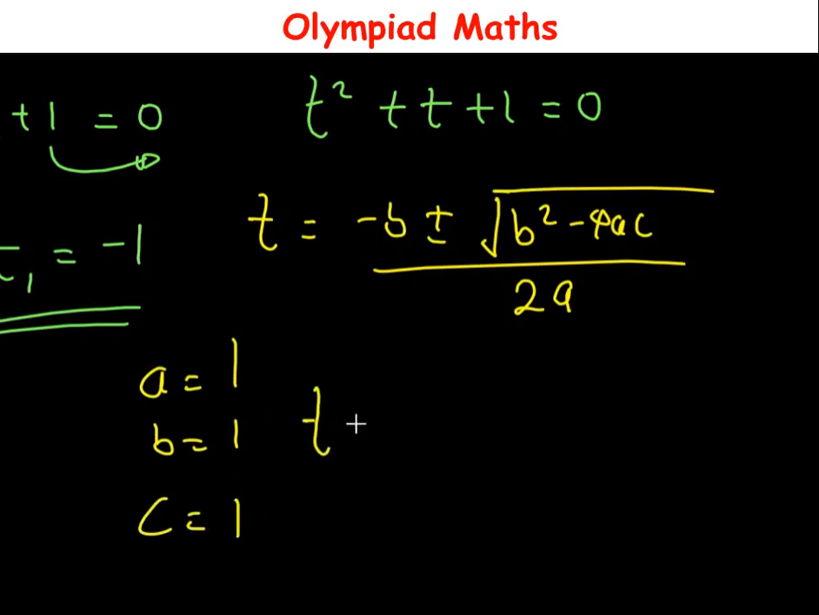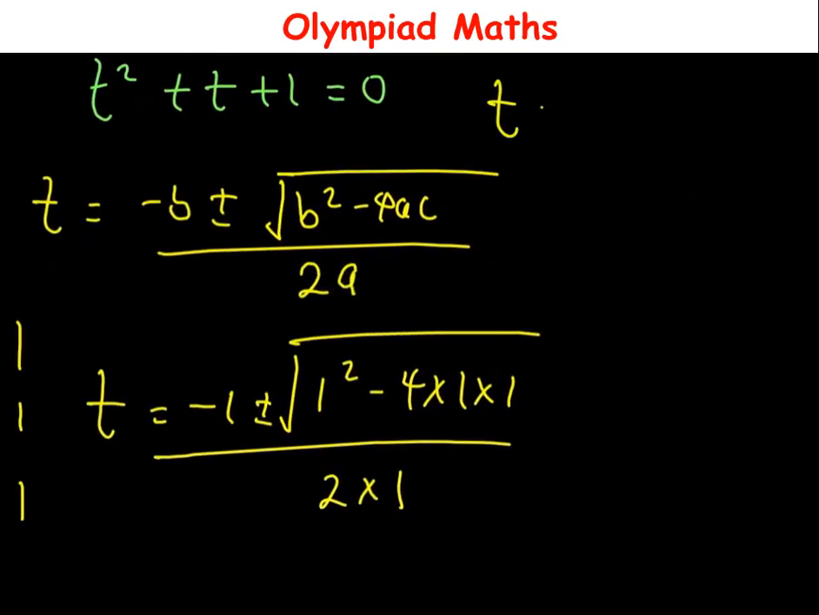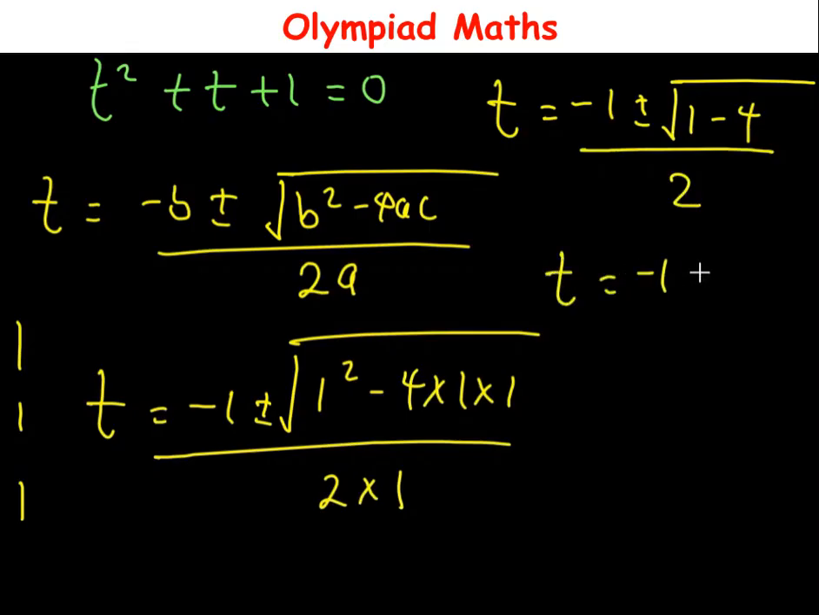So with this, the value of t is equal to minus b, b is 1, then plus or minus square root b squared, b is 1, so 1 squared, minus 4 times a is 1, times c is also 1, then all over 2 times a is 1. And from here, the value of t is equal to minus 1 plus or minus square root 1 squared is 1, minus 4 times 1 times 1 is 4, all over 2 times 1 is 2. So from here, the value of t is equal to minus 1 plus or minus square root of 1 minus 4 is minus 3, then all over 2, right?